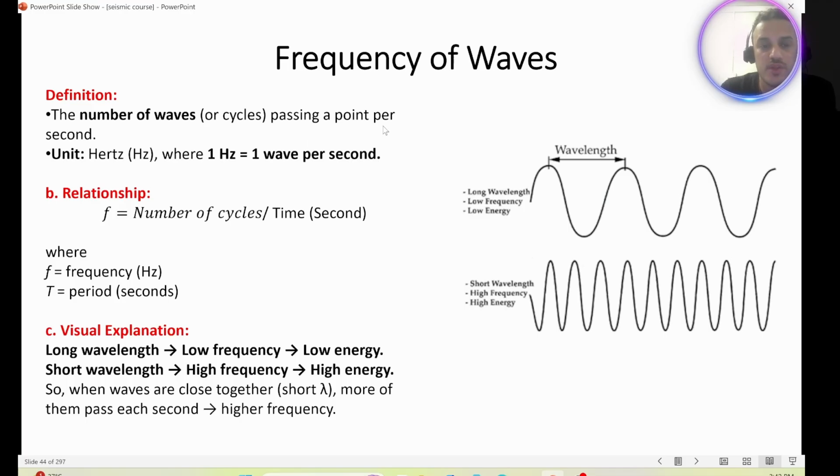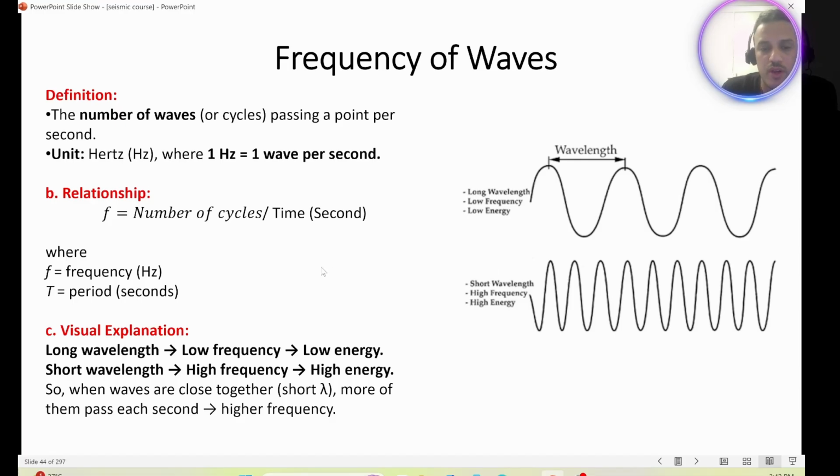We also have the frequency. The frequency is how many cycles per second. If we have a long wavelength, that means the distance is very long, and with a long wavelength we have low frequency and low energy. And if we have a short wavelength, where lambda between crest to crest or trough to trough is very small, that means we have high frequency and high energy.